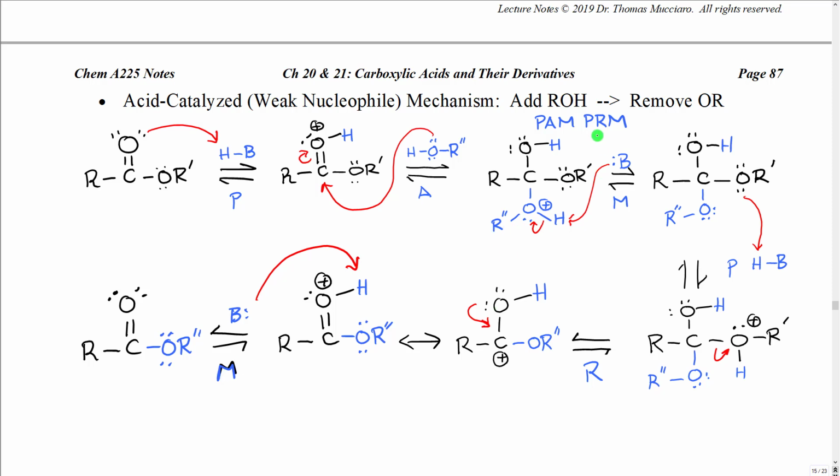Now, a natural question in this case is, when we are at this stage right here, why did we protonate here on the OR'? Couldn't we have just protonated on OR''? And the answer is yes. And that reaction is in fact written, because protonating on OR'' would essentially make this as the product. That's the reverse of this reaction.